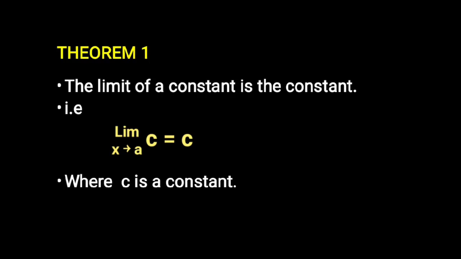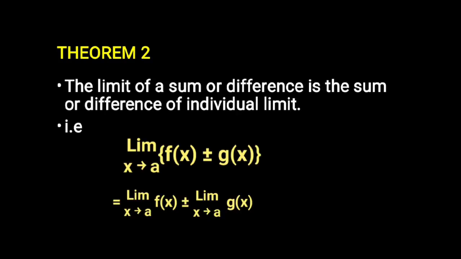The first theorem: the limit of a constant is the constant, that is, limit of c when x approaches a is equal to c, where c is a constant. Then the second theorem is the limit of a sum or difference, which is addition or subtraction, is the sum or difference of an individual limit.